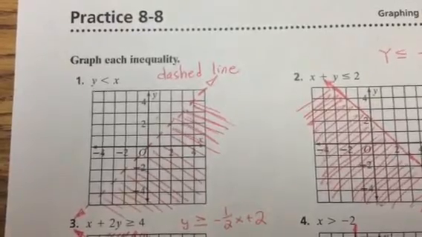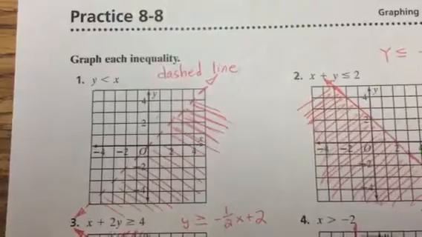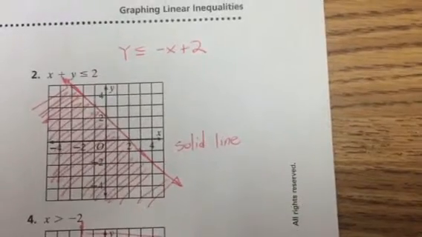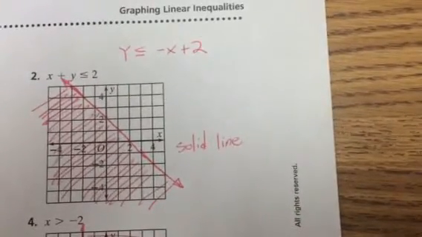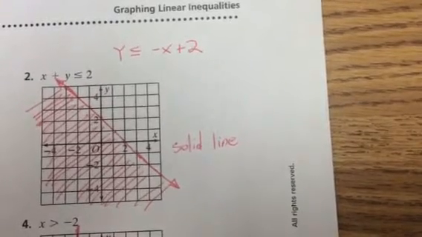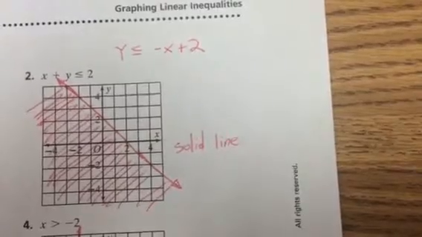You can see number 1 is there. I want to point out that it has a dashed line because we're looking at just a less than sign without the line underneath. Number 2, we had to rewrite our equation as y is less than or equal to negative x plus 2. We graphed it with a solid line. We found out that the origin 0, 0 did work, so we shaded towards it.